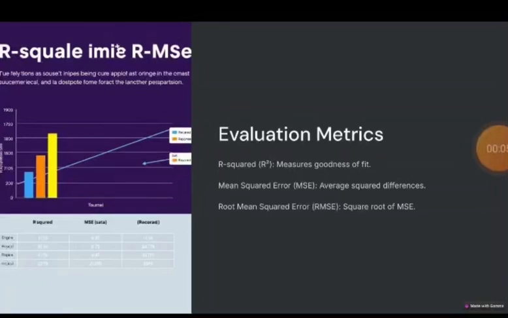Here are the evaluation metrics for linear regression. Evaluating the performance of a linear regression model is very crucial. So there are some metrics here. First one is R squared, which indicates how much variance in the dependent variable is explained by the independent variables. If it is close to 1, that means it's better. Second one is mean squared error, which measures the average of the squared errors. Third one is root mean squared error. It provides an interpretation of the error in the same unit as the dependent variable.